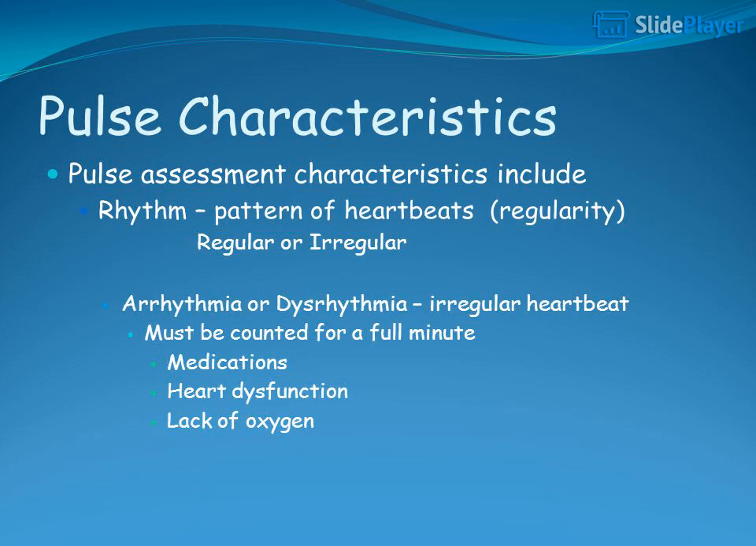Pulse characteristics. Vital signs, Chapter 9. Pulse assessment characteristics include rhythm: the pattern of heartbeats, regularity, regular or irregular. Arrhythmia or dysrhythmia is an irregular heartbeat, and must be counted for a full minute. Causes: medications, heart dysfunction, lack of oxygen.